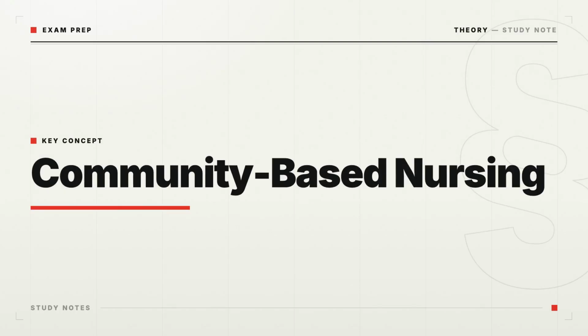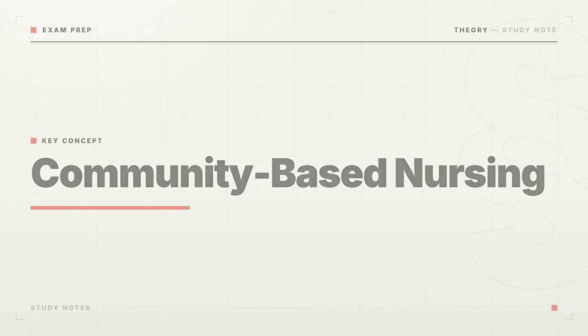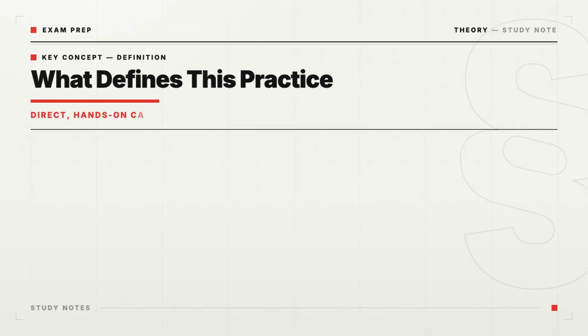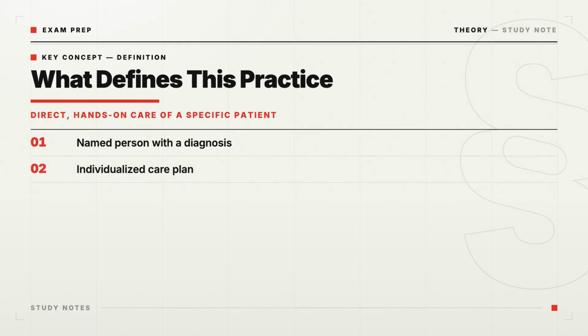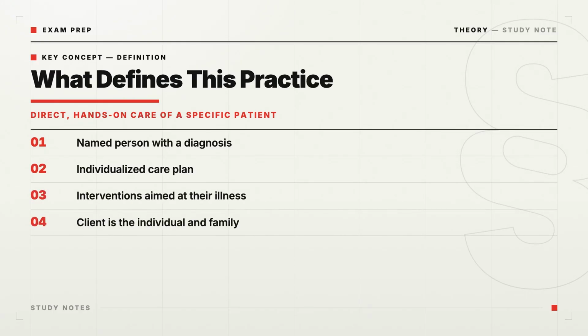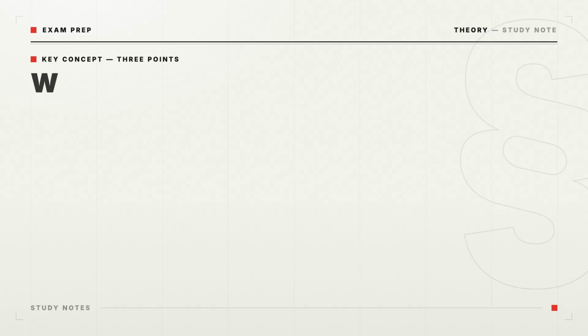A nurse checks a weight, presses on swollen ankles, reviews a diuretic schedule, and reinforces a low sodium plan. Nothing about that hour looks like public health because it isn't. It's ordinary nursing care, just delivered at someone's kitchen table instead of a hospital bed. Community-based nursing provides acute and chronic illness care outside the hospital, but its defining feature never changes. There's a named person, a diagnosis, a care plan, and interventions aimed squarely at that person's illness.